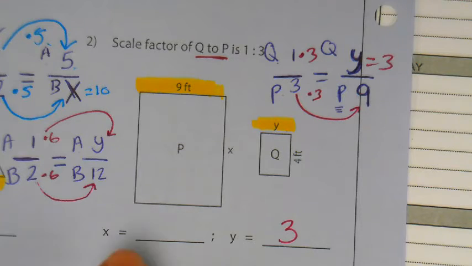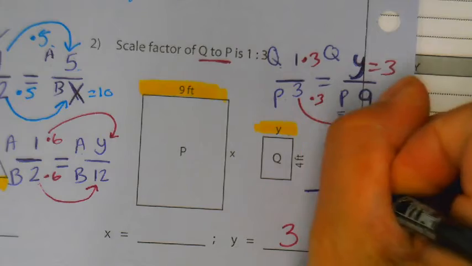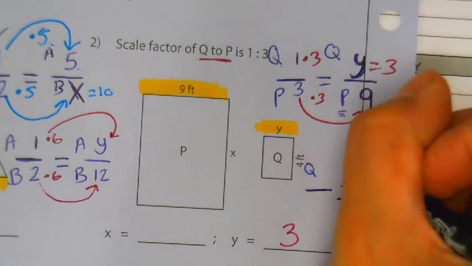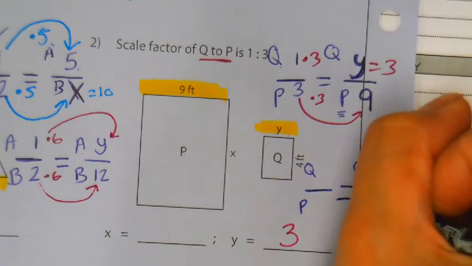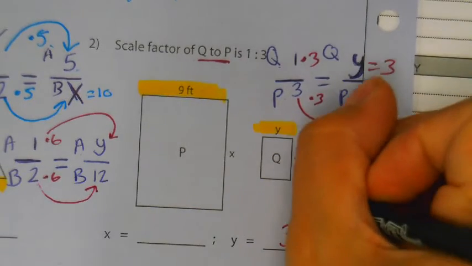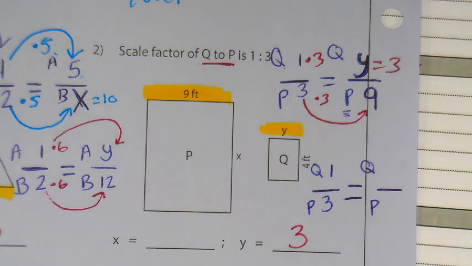All right. Let's do X. Can you guys start X without me, please? What's our first fraction? 1/3. Okay. Now, which side haven't we done? Which side haven't we highlighted? 4. 4 matches with what?